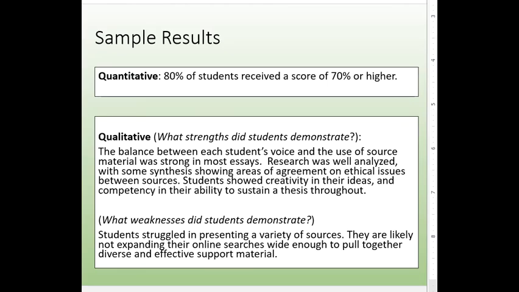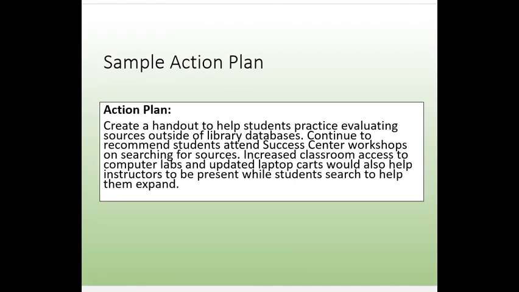So to review, here we see a sample of results. In the quantitative box, we see 80% of students received a score of 70% or higher. We have some qualitative information provided, a short narrative about where students demonstrated strengths and also where they seemed challenged. And finally, an action plan with suggestions for how to improve the course. A future instructor can see your recommendations and apply them. It helps facilitate dialogue at the program level, and assessment drives planning and fosters resource sharing.